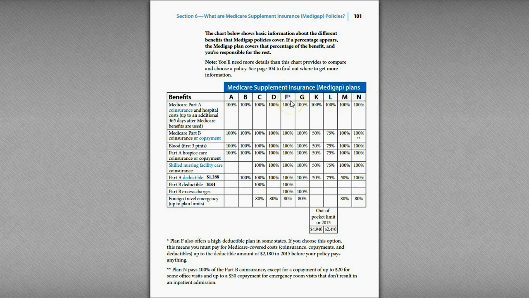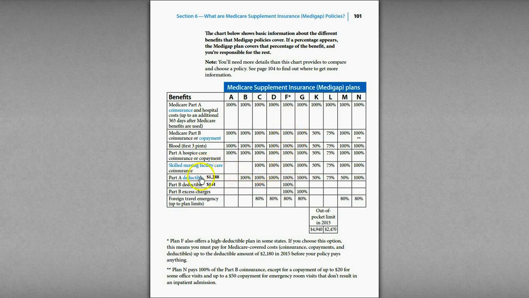Plan F is usually the most popular, and the reason why is because it's the best Medicare supplement plan you can get. It's going to cover pretty much 100% of all eligible expenses within Medicare's allowance, of course, that they leave you otherwise paying. So as you can see, 100% on your Part A coinsurance or per occurrence deductible of $1,288, that's covered 100%. Your Part B coinsurance, the 20% is covered 100%.